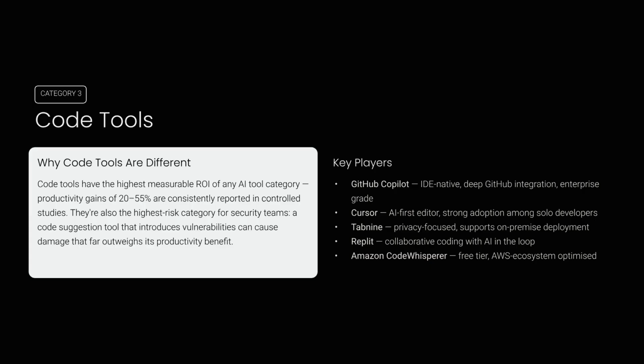Next, let's explore code tools. This category offers the highest measurable ROI, with productivity gains often cited between 20 to 55%. However, it's also the highest risk area. If a code suggestion tool inadvertently introduces security vulnerabilities, the cost of remediation can quickly dwarf any productivity benefits gained by your developers.